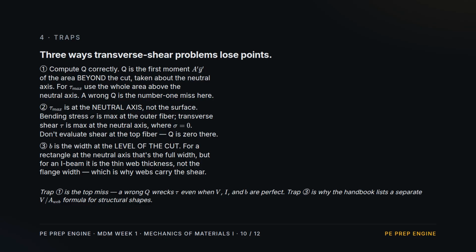Traps. Three ways transverse shear bites. 1. Compute Q correctly. It is the first moment of the area beyond the cut, taken about the neutral axis, and for the peak, you take the whole area above the neutral axis. A wrong Q is the number 1 miss.